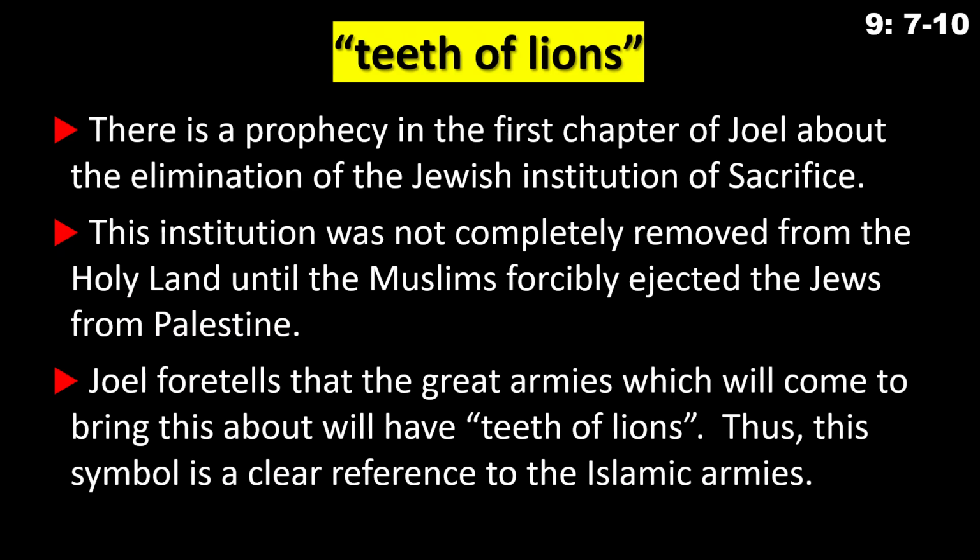Next, teeth of lions. What is that about? There is a prophecy in the 1st chapter of Joel about the elimination of the Jewish institution of sacrifice. This institution was not completely removed from the Holy Land until the Muslims forcibly ejected the Jews from Palestine. Joel foretells that the great armies which will come to bring this about will have teeth of lions. Thus, this symbol is a clear reference to the Islamic armies.